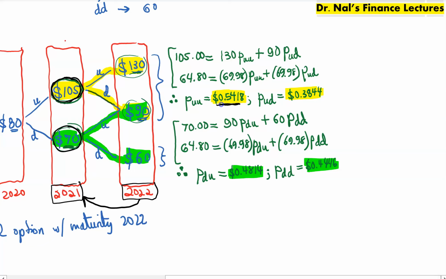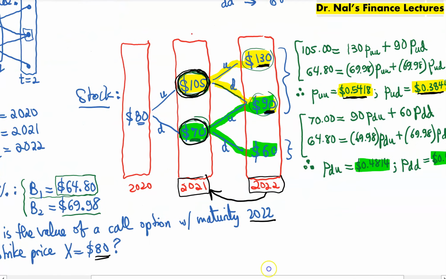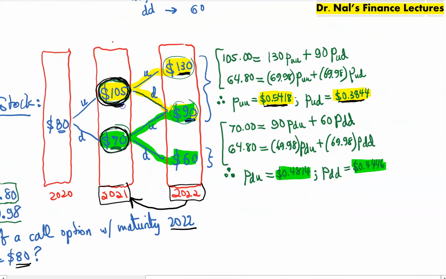Because we know that the state contingent claims are priced as such, all we do is look at the outcome, $130 and $90, the resulting two outcomes, if we started at that point where the stock in 2021 is $105. So the value of the call option, because the call option has a strike of, I think we said, $80. So the call option at that date, we don't know what the price is right here. That's what the question is asking.